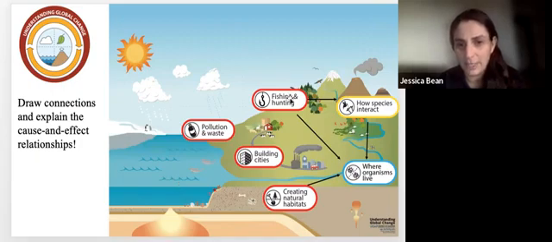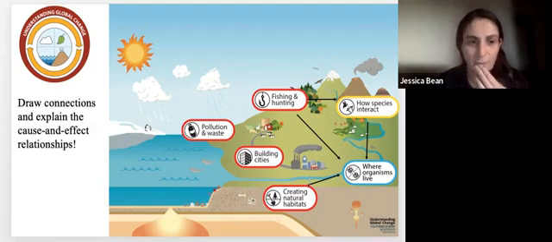Here are some of the connections that some of you are articulating today, about maybe fishing and hunting changing where the otters could live, or maybe this is about creating more natural habitats for them. And that's why they've been able to move into some of these areas.